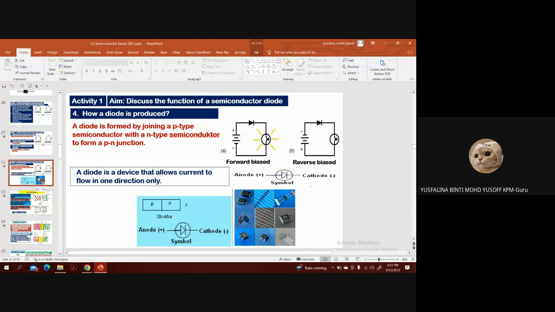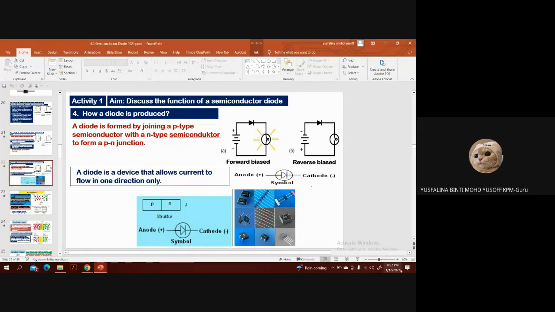Okay, so I will continue with the diode, and after that half-wave rectification and full-wave rectification. Then after that we will go to the transistor, if we have time tonight. If not, we continue tomorrow.